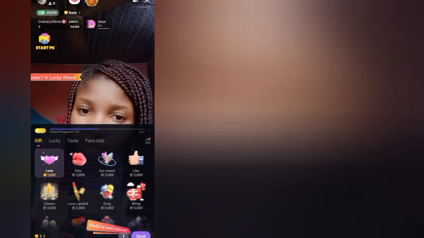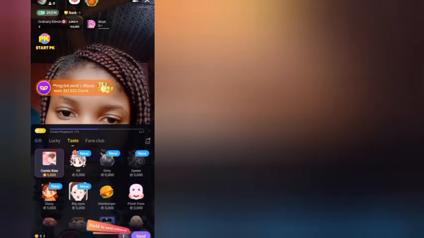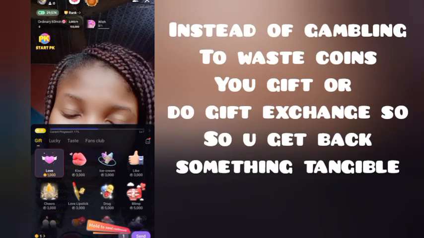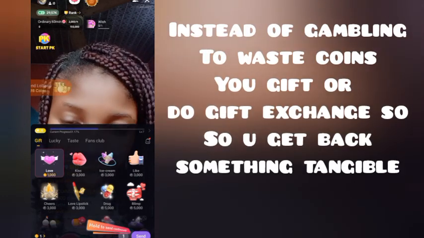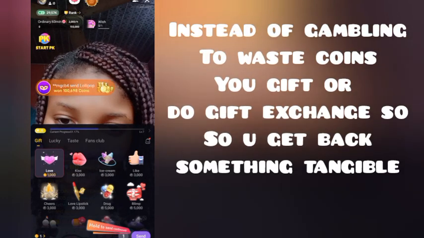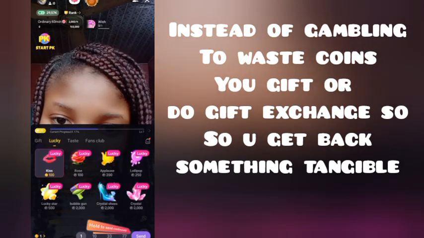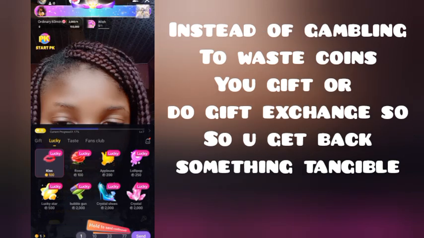Look, now you have different types of gifts here. You have the gift, you have the lucky, you have the taste, you have the fans club. But we're going to gift the person on that gift. That is the only way you do exchange that makes sense, that you give the person and the person gets 70% of your exchange. Because if you gift someone on that lucky, let's say you give the person 100 coins, because I know someone told me about this. I gave my sister 20,000 coins and I'm supposed to be seeing 20,000 coins, and I gambled on how. What's happening?